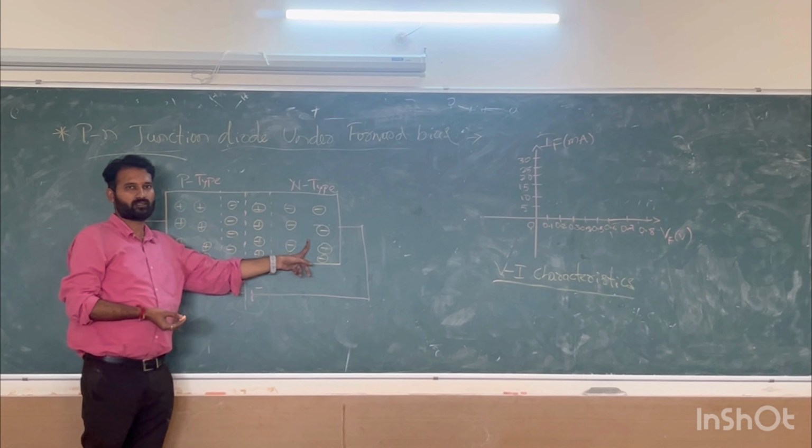At the N type, positive charge will be created. I hope you know this. At the P side, negative charge will be created. Why? Because electrons from N type will come and occupy here, and holes from P type will cross the junction and come and occupy here. Like this, it will create a depletion layer near the junction.